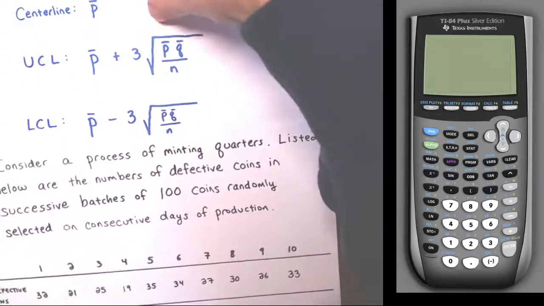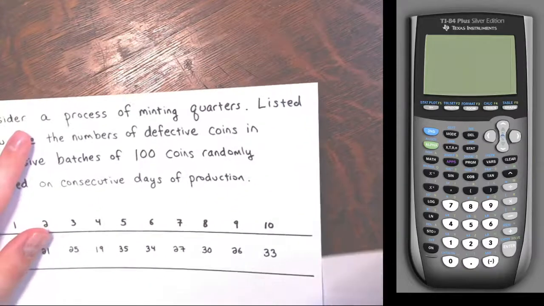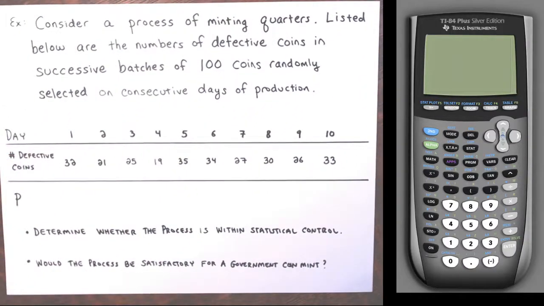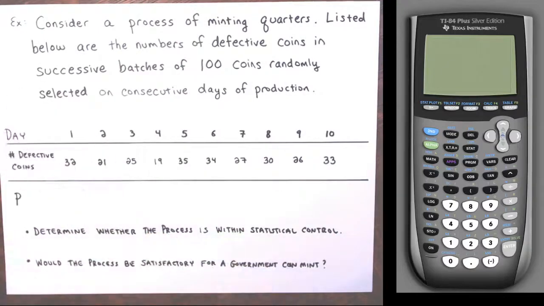So my first example involves minting, just like my R chart and X bar chart videos. I'm not using the same chart this time, but it's still the same kind of example. So let's consider a process of minting quarters, right? So suppose we go to the, I don't know why, but the first one I always think of is the Denver Mint in the United States.